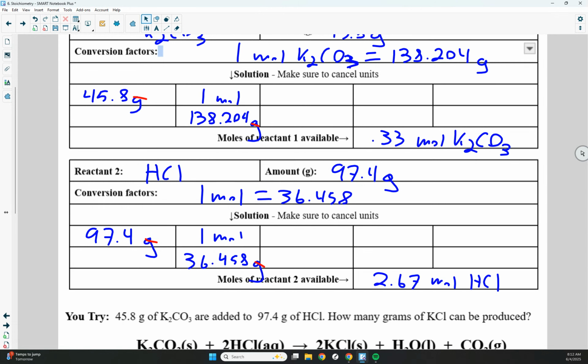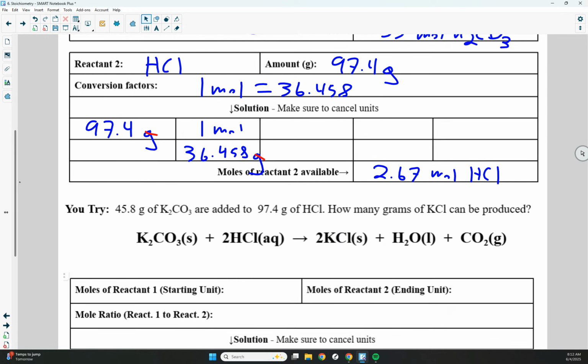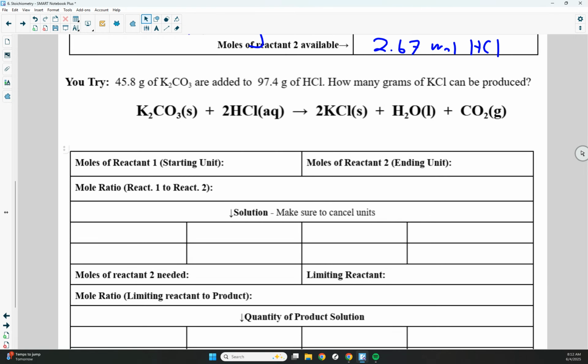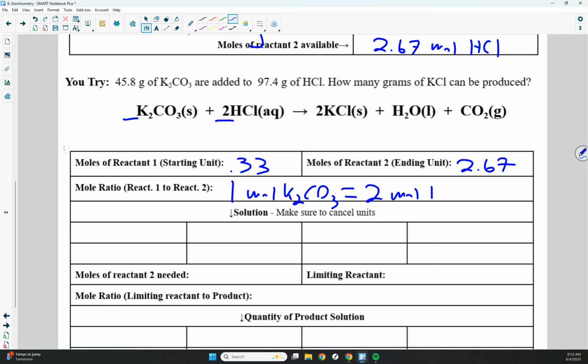So now we know how much we have of each reactant in moles, which is what we need to know. So let's move into our solution part of things now. So the moles of reactant 1, we figured out 0.33. The moles of reactant 2 is 2.67. Okay, so the mole ratio of those two I get from the chemical equation, and it's going to be 1 to 2. So for every 1 mole of K2CO3, I have 2 moles of HCl.